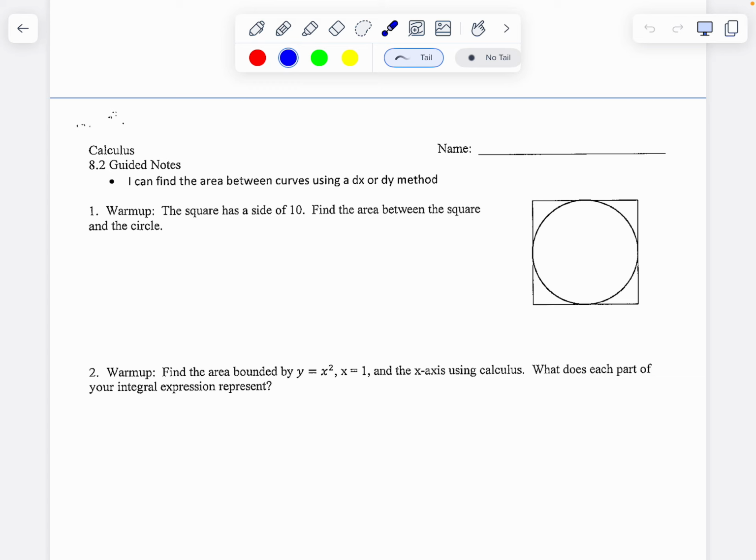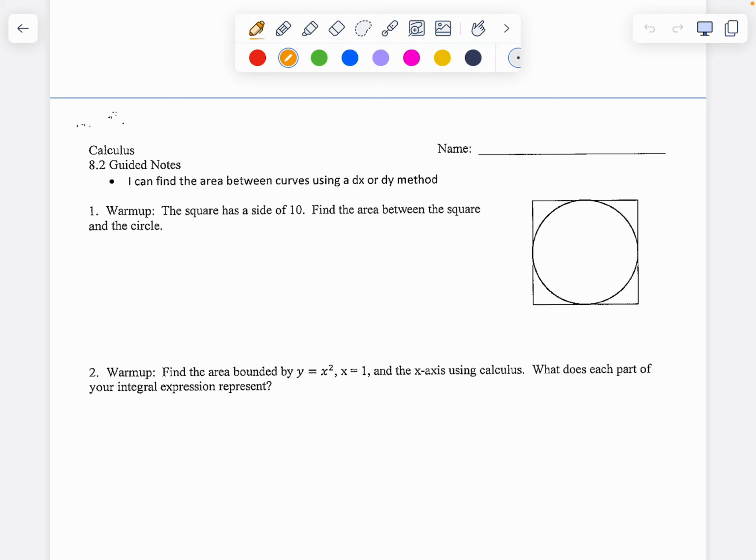You keep saying review, but I think we have different definitions. Finding the area between the square and the circle, that's totally review. No, do it without me. Not using dx or dy method. Yeah. I don't know what that is. We stopped the recording. Wait, I'm trying to spell that.